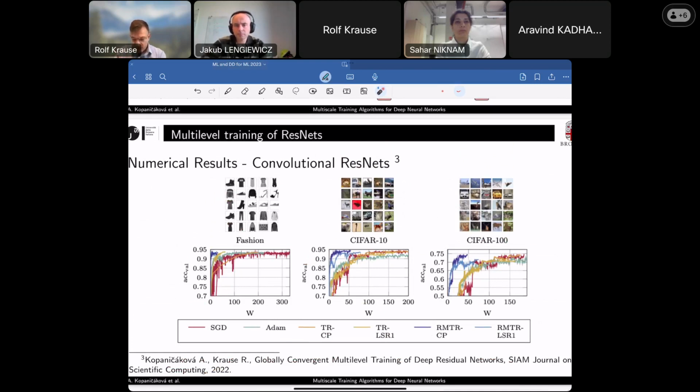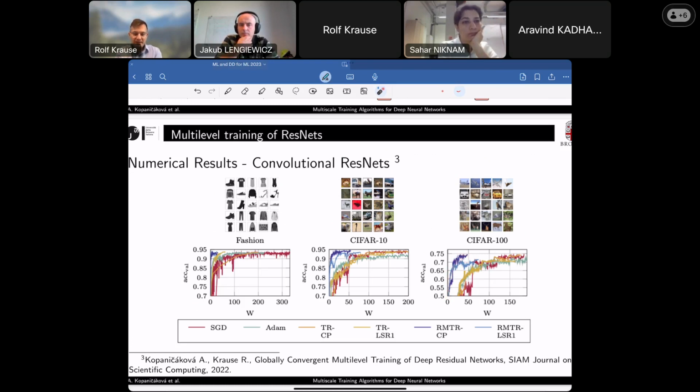You need to add a global convergence control strategy. We are doing this using trust region methods. And as you can see here, if you look at standard training methods and at our multi-level training methods, you get to the same accuracy, but significantly earlier and with fewer steps. So there are many possibilities to transfer ideas we have from solving PDEs to training neural networks.